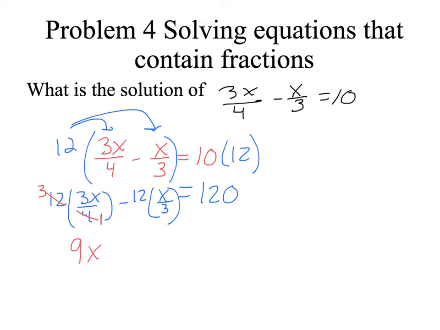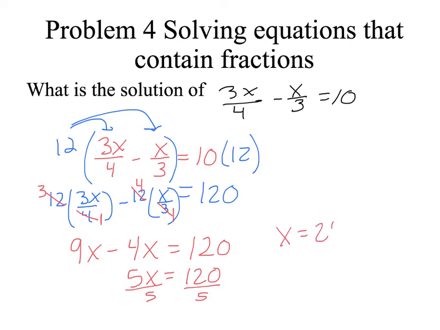And over here, the 12 and the 3 both share a common factor of 3. So 3 divided by 3 is 1, which is good. That's going to get rid of the bottom. And 12 divided by 3 is 4. So now instead of 12 times x over 3, I just have 4 times x, which is minus 4x. And that's going to equal 120. And now I just combine like terms. So I completely eliminated all of my denominators, and I just have 9x minus 4x. So that's going to be 5x equals 120. And then if I divide both sides by 5, I'm going to get x equals 24.